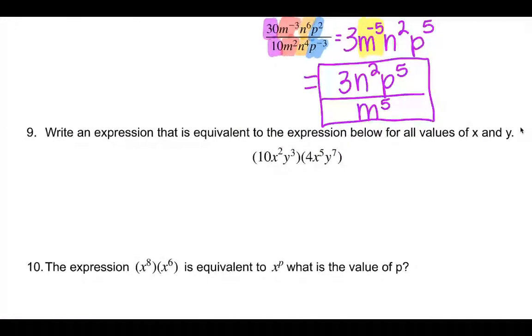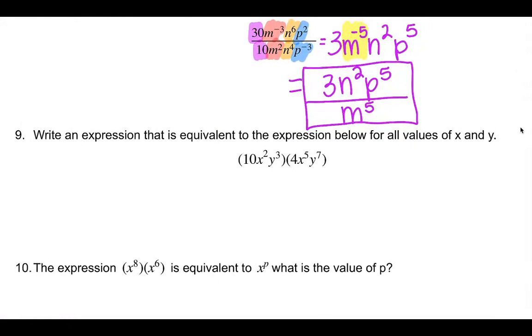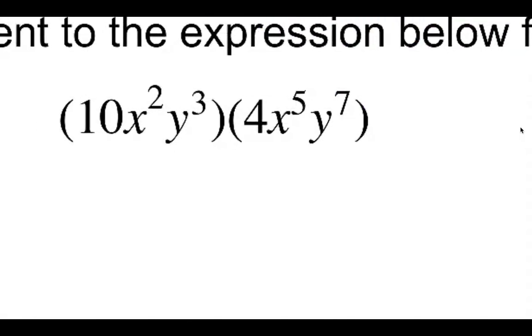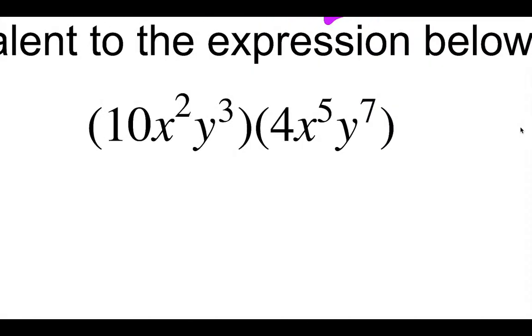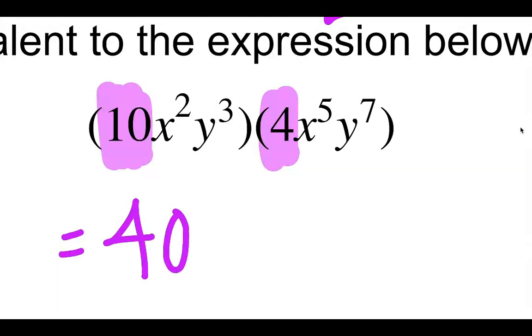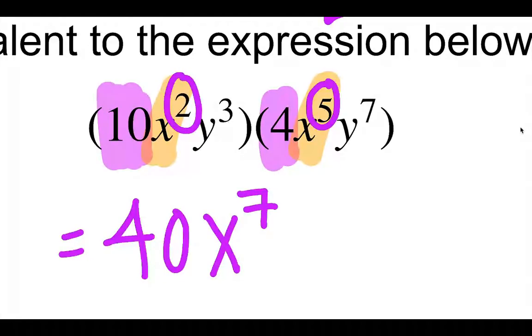Okay, same thing here. Write an expression that is equivalent to the expression below for all values x and y. So we're just simplifying by multiplying. So again, multiply the coefficients, which are my numbers. 10 times 4 is 40. Then I've got x squared and x to the 5th. Keep the base of x. 2 plus 5 is 7.